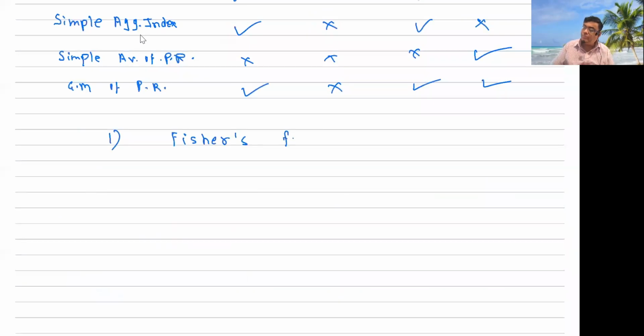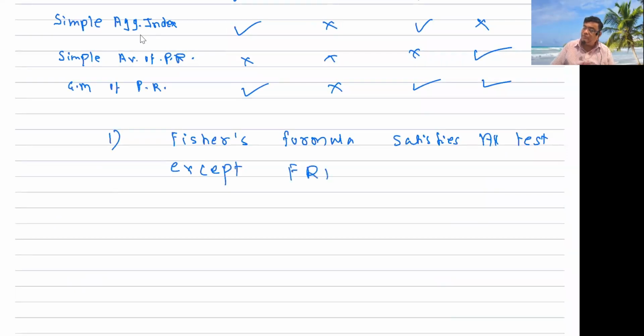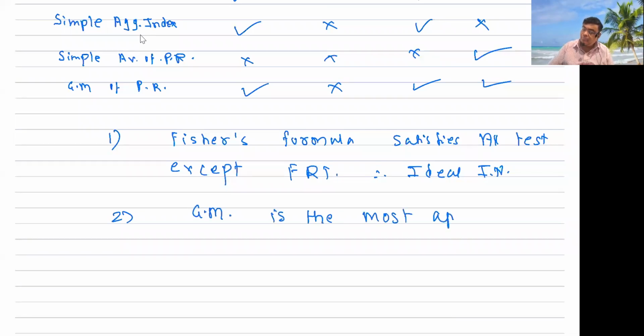Fisher's formula satisfies all tests except factor reversal test. Therefore, it is ideal index number. Then, geometric mean is the most appropriate mean.